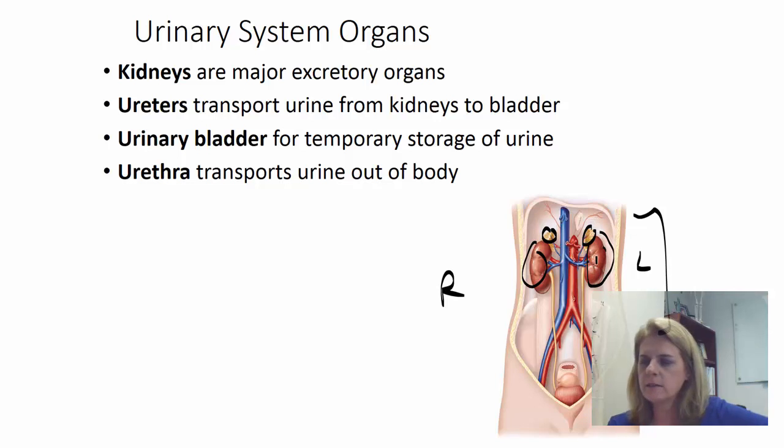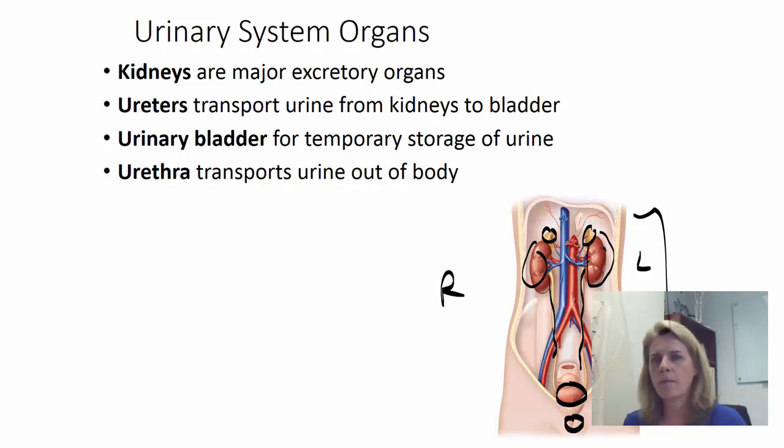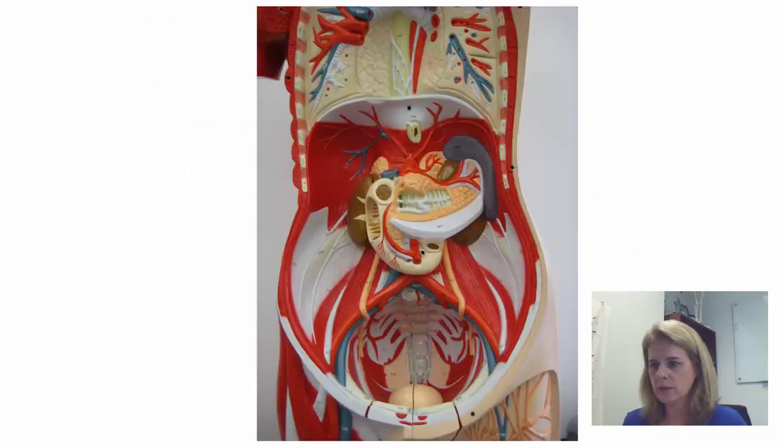So you have your kidneys, your ureters. That's where the urine is going to flow from the kidney on the left and the right side to the bladder. And then from the bladder, it will exit the body through the urethra. Okay, so those are the 4 main portions of the urinary system. And then we're going to do some details on these organs as well. So to see that on a model, this is a torso model.